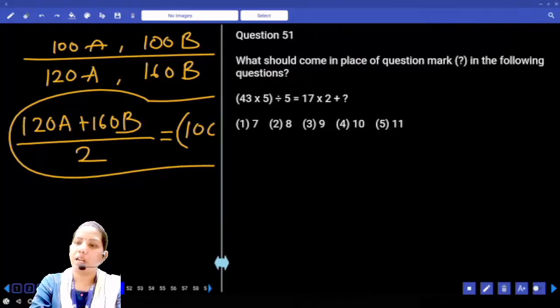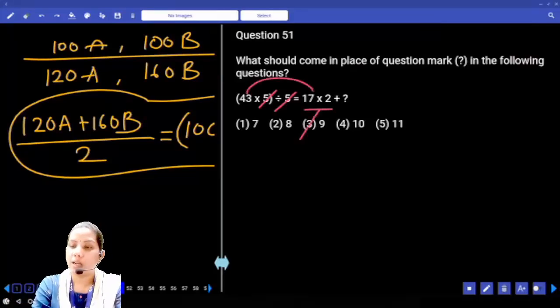Question number 51. Divided by 5 and into 5 cancel. What is 17 twos? 34. 43 minus 34. 9. Third option.